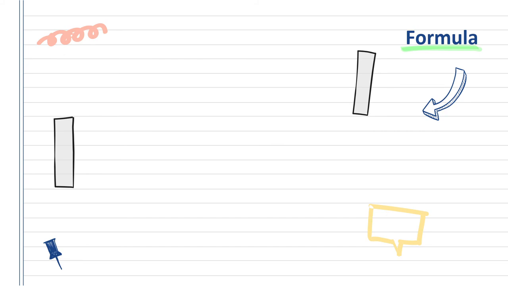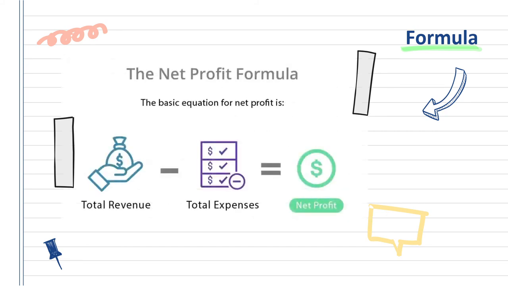Here is the formula. Total revenue minus total expenses is equal to net profit. In case there is no gross profit and you haven't calculated it, then you can go this way as well. Just add all the revenues and then subtract all the expenses from it, and then you will get net profit.